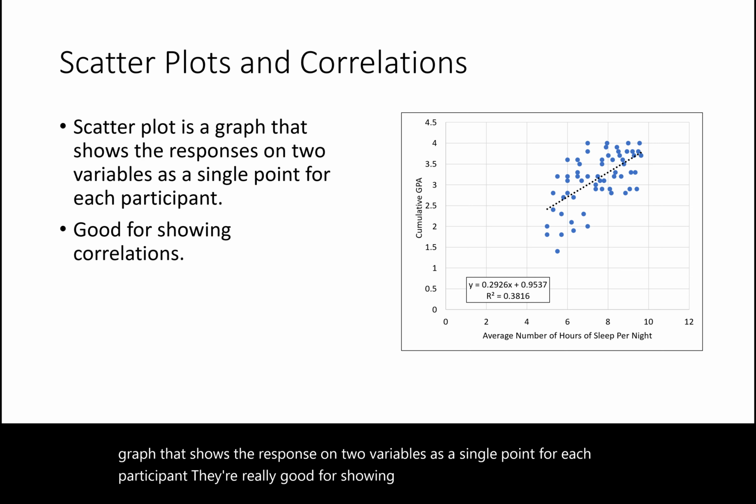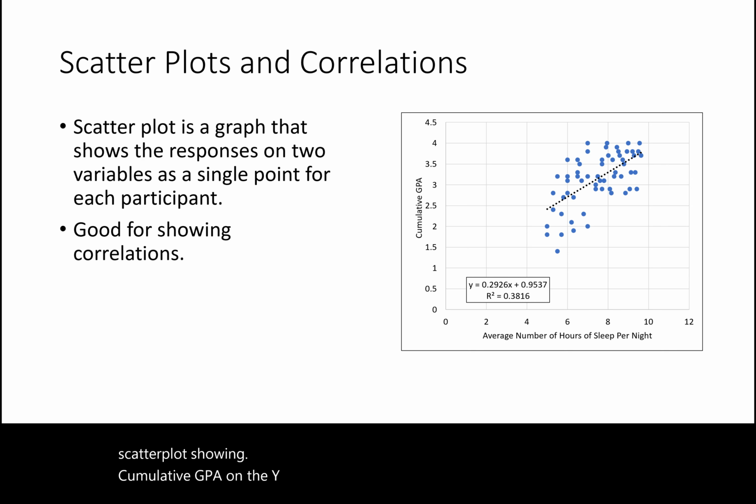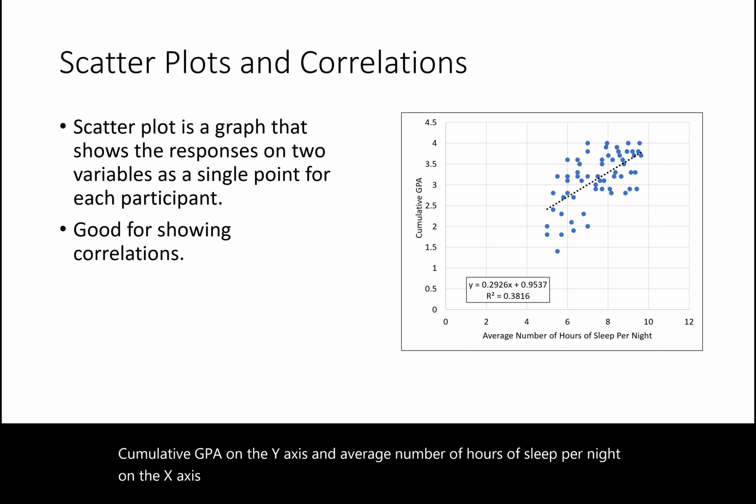For example, here's a scatter plot showing cumulative GPA on the y-axis and average number of hours of sleep per night on the x-axis. So this individual right here has a GPA of 2.0 and gets about 7 hours of sleep a night.